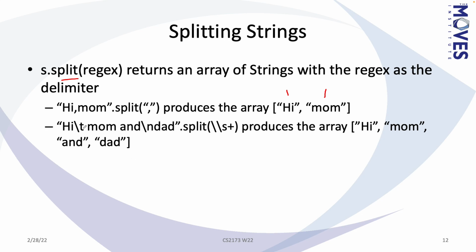And if I have here, it's hi tab space mom and newline dad, and I split it on one or more white space, that will produce the array. Okay, here I have a tab and a space, but it'll just swallow all that. I'll have hi and then mom, and this newline is a white space, and so I'll have the and dad.